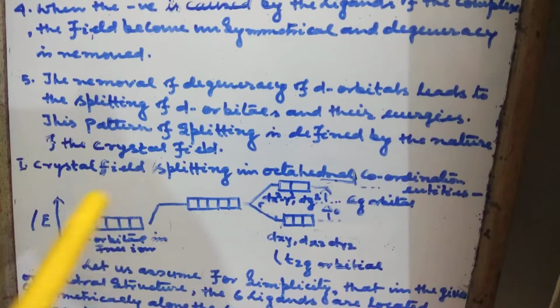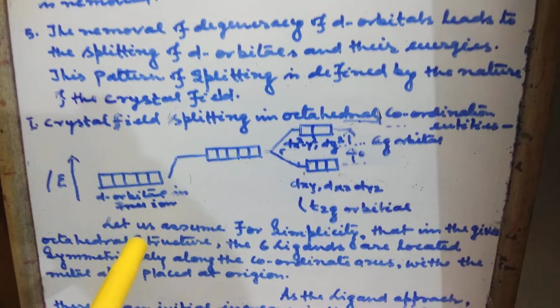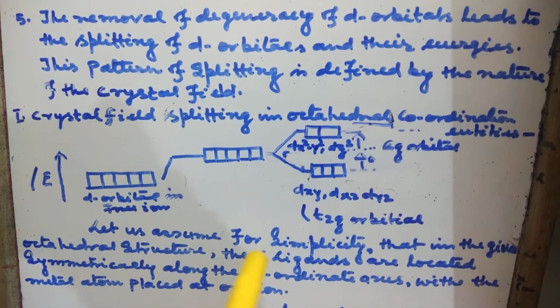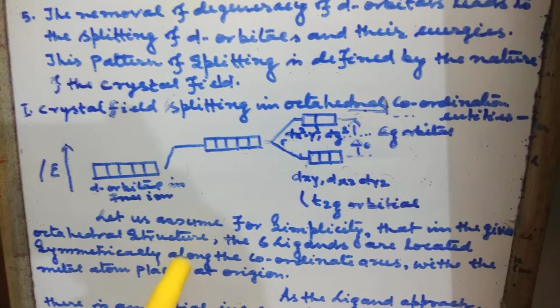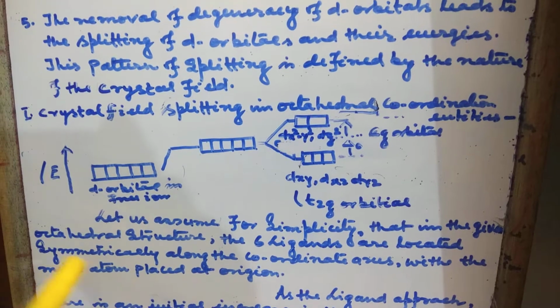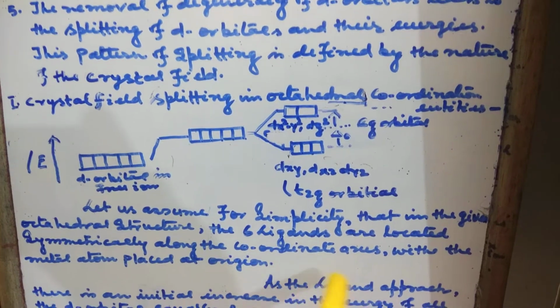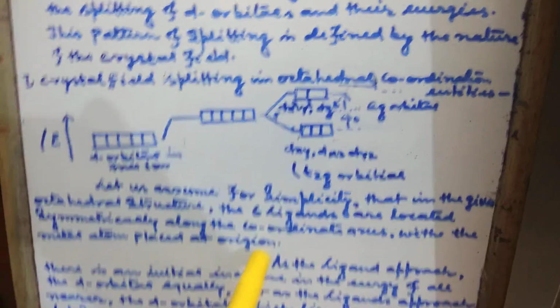First, crystal field splitting in octahedral coordination entities. Let us assume for simplicity that in the given octahedral structure, the 6 ligands are located symmetrically along the coordinate axis with the metal atom placed at origin.